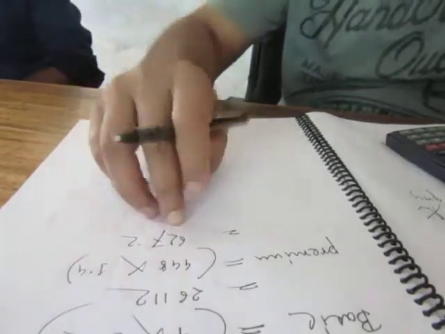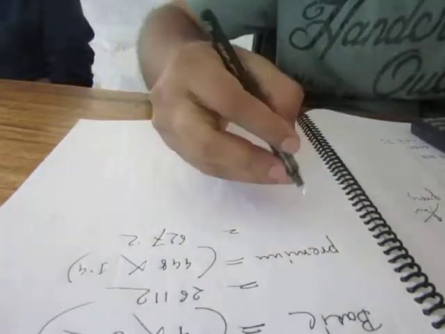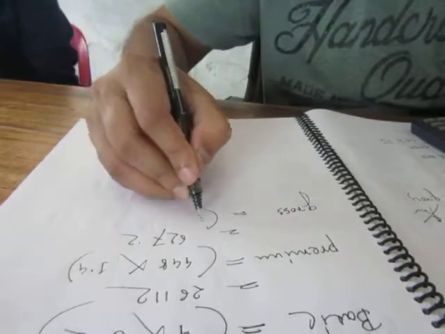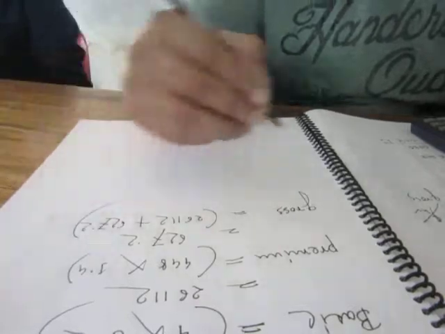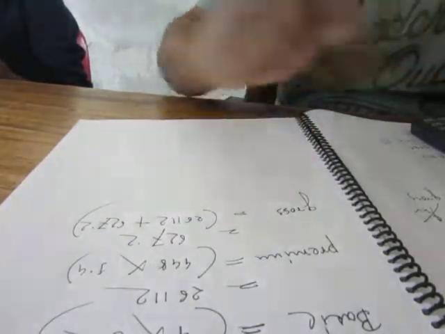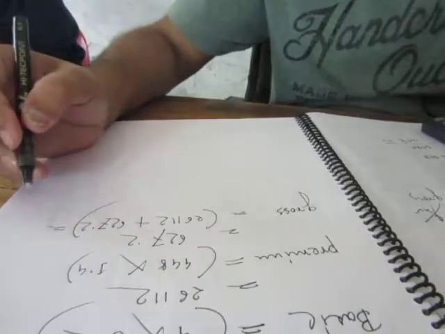So when you add up these two things, it will provide you the gross. Gross will be 26112 plus 627.2. Clear? This is gross. Then you need to find this gross.